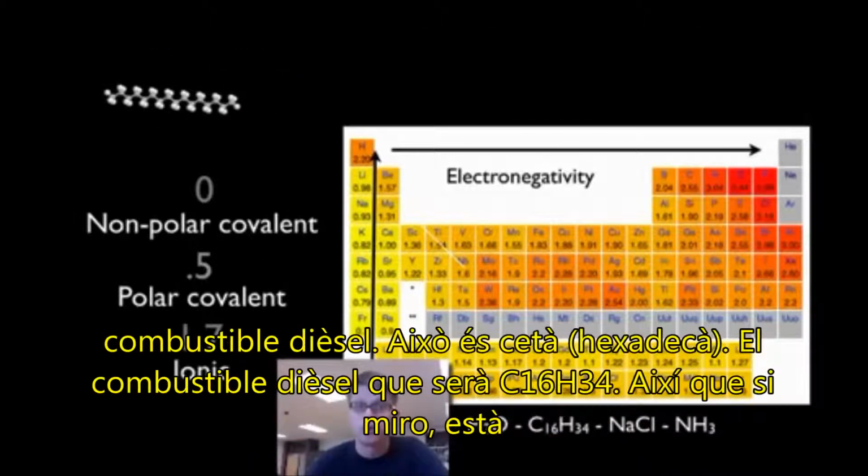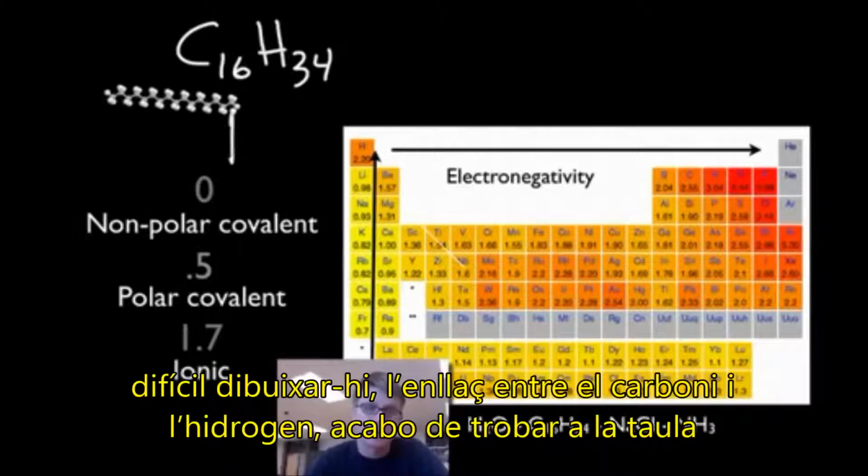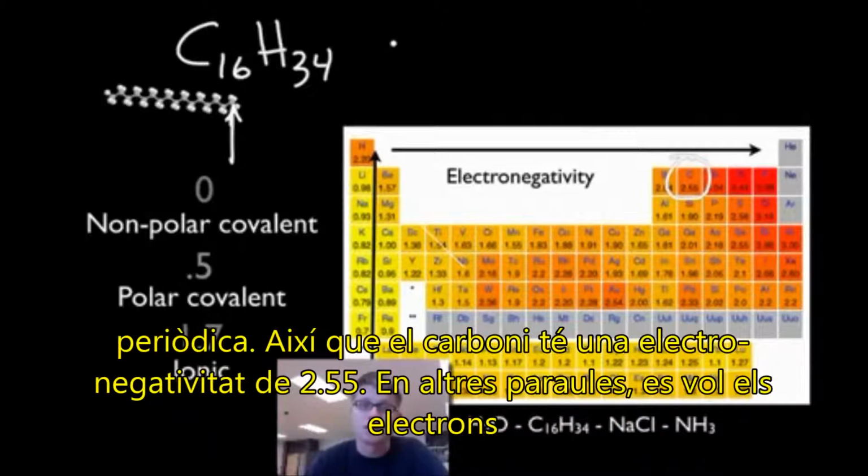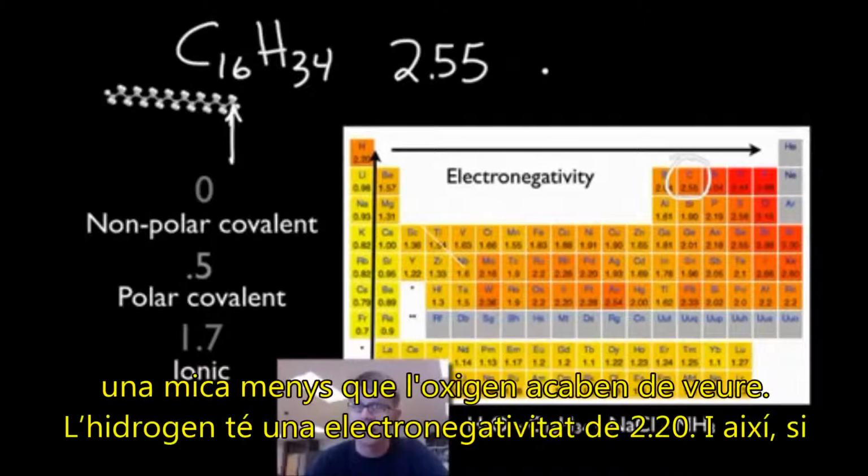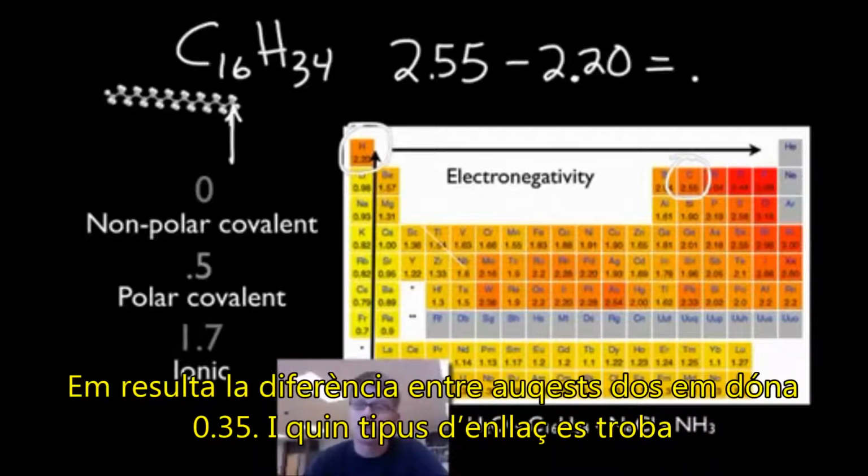Here's diesel fuel. This is cetane. Diesel fuel is going to be C16H34. If I look at the bond between a carbon and a hydrogen, I just find them on the periodic table. Carbon has an electronegativity of 2.55. In other words, it wants the electrons a little less than oxygen just did. Hydrogen has an electronegativity of 2.20. If I find the difference between those two, I get 0.35.